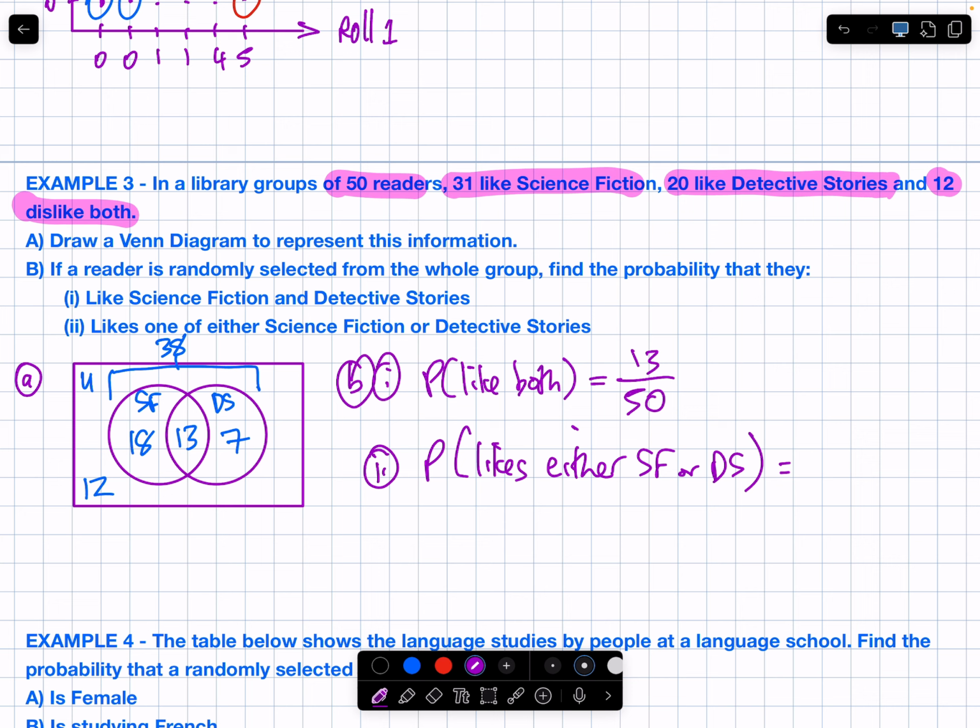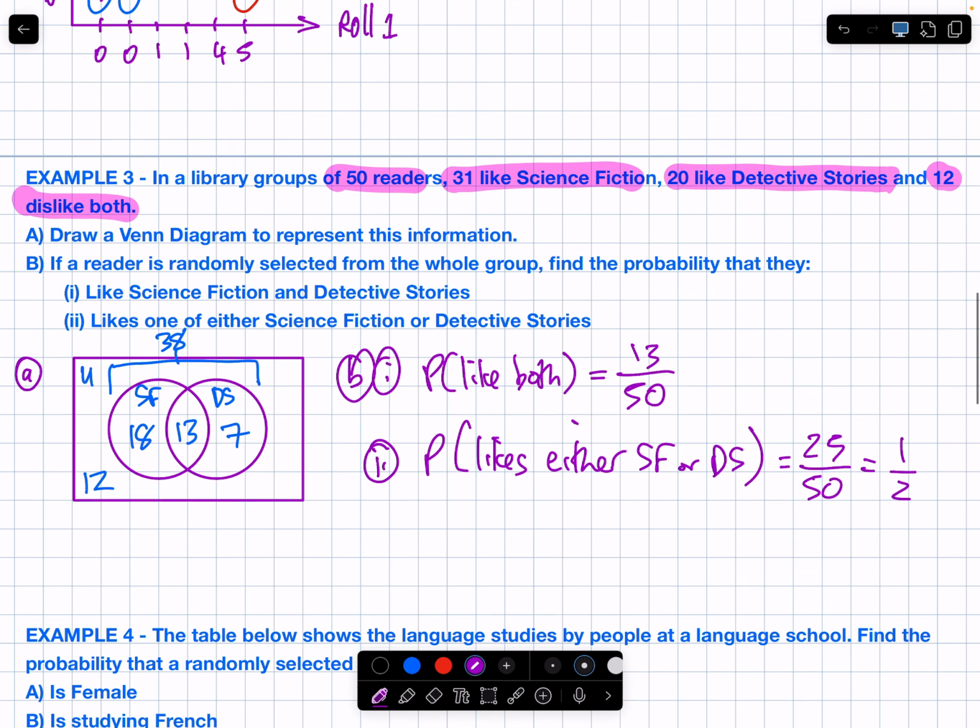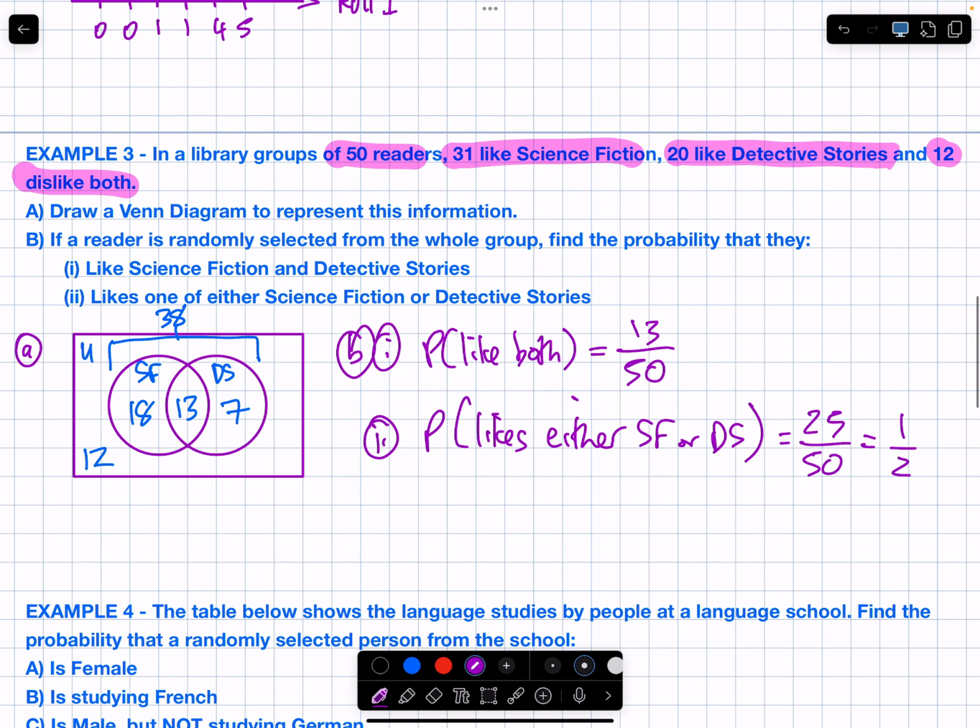Good. So we're not talking about all of these people. We're talking about that, the 18, and the 7. We're not caring about the people that like both. So 18 and 7, that's going to be 25. Over 50, that cancels to half of the people like either one or the other. All right? A few minutes to get that one.